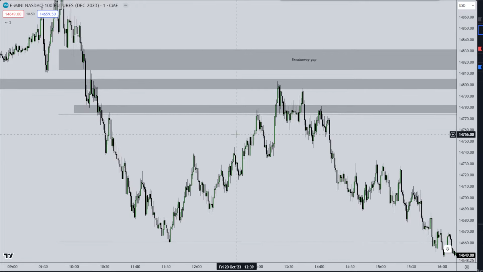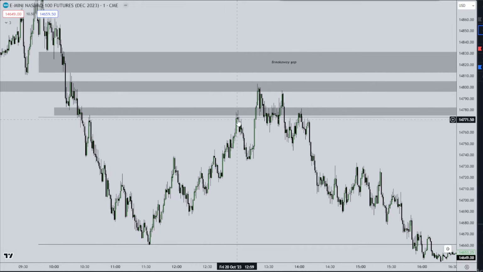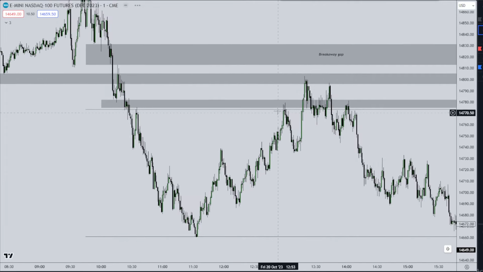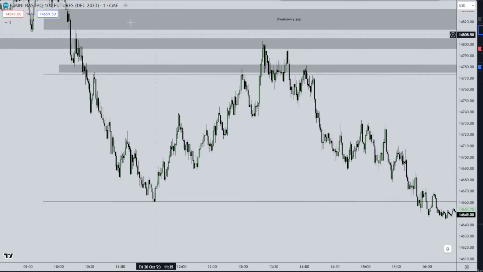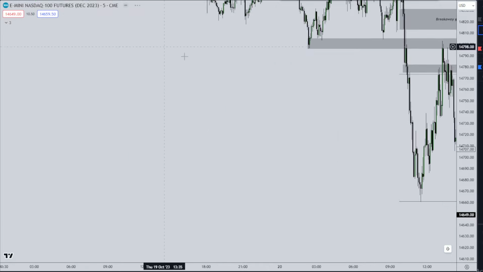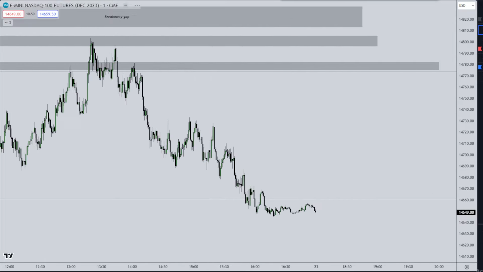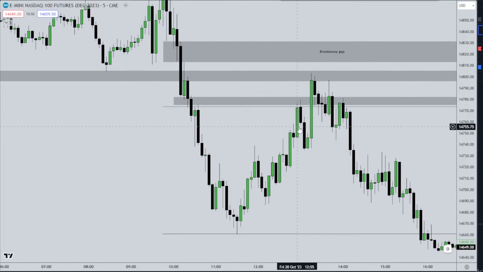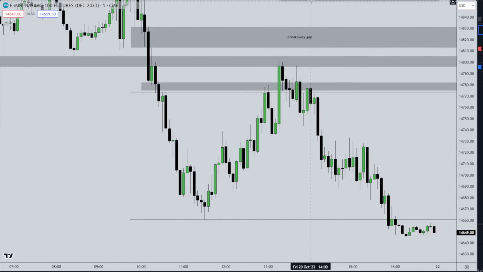this wasn't a very vicious move, right? So here, we just get a move up and we just barely wick above into a premium and into this FVG, right? Which is what you don't want to see. Because short-term order flow is bearish.